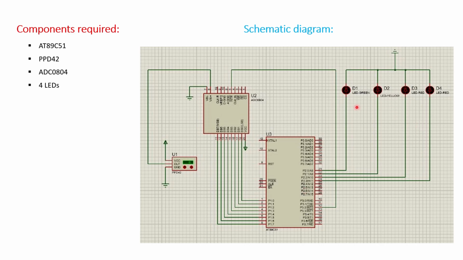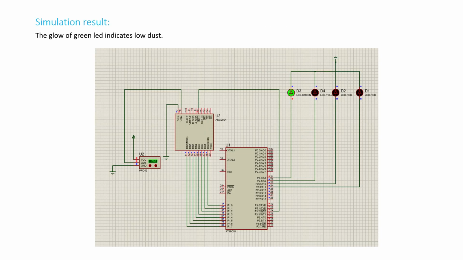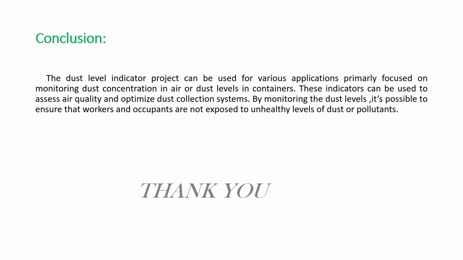The first LED, which is green, indicates low dust. The yellow LED indicates medium dust, and the red LED indicates high dust. The last one, the red LED, indicates very high dust. The simulation result is like this. Here, the green LED is glowing, which indicates that the concentration of dust in the air is low.